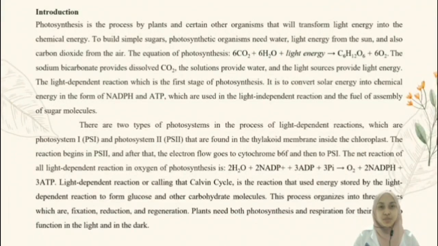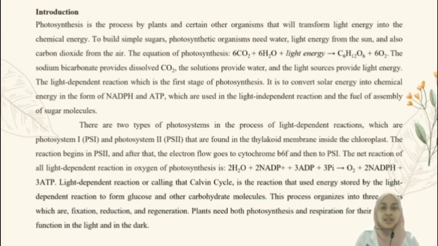Introduction. Photosynthesis is the process by plants and certain other organisms that transforms light energy into chemical energy. To build simple sugars, photosynthetic organisms need water, light energy from the sun, and also carbon dioxide from the air. The equation of photosynthesis is 6 molecules of carbon dioxide react with 6 molecules of water and light energy to produce glucose and 6 molecules of oxygen. The sodium bicarbonate provides dissolved carbon dioxide. The solution provides water, and the light source provides light energy.